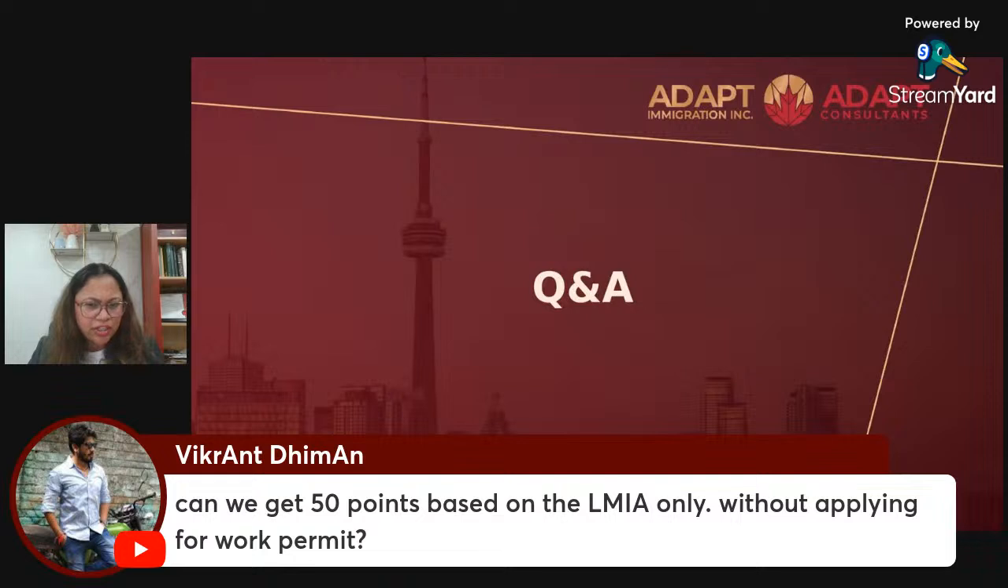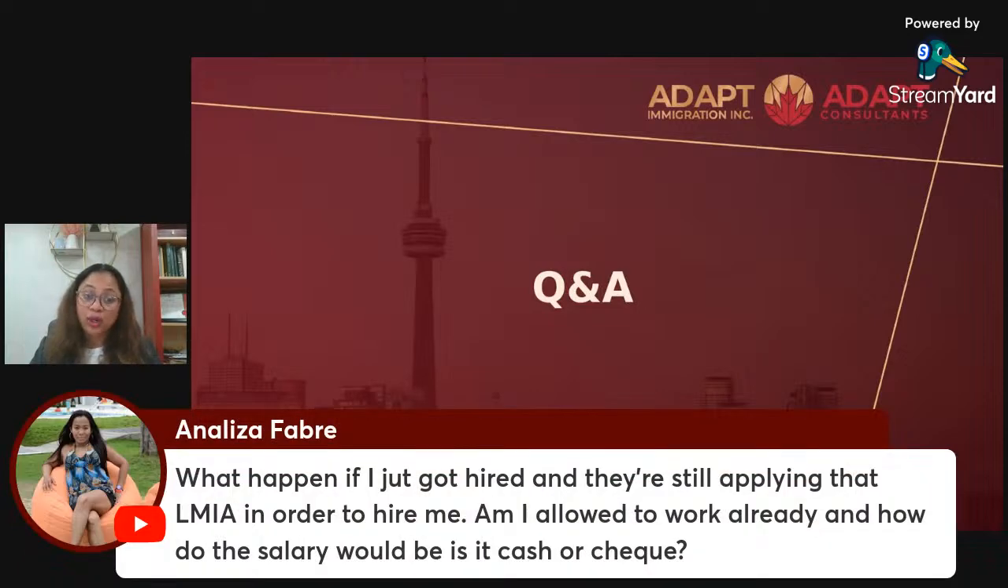Can we get 50 points based on the LMIA only, without applying for a work permit? So you do have the LMIA application, which means that you have gone through the process of validating your job offer, which means that you have a genuine job offer. So yes, you can apply. But you do need the closed work permit as well, as soon as you apply for the LMIA.